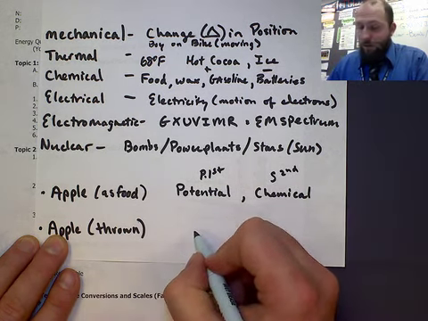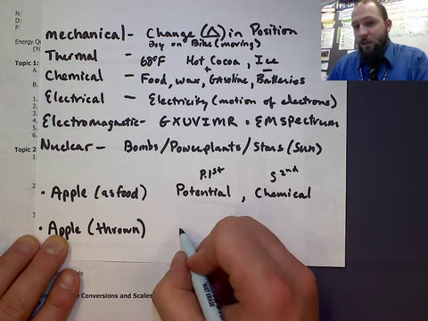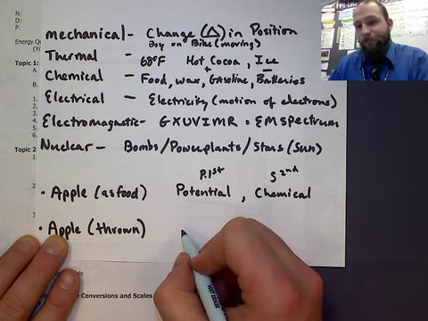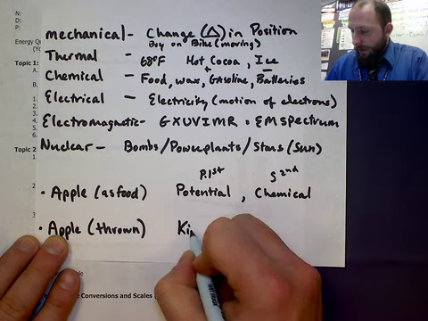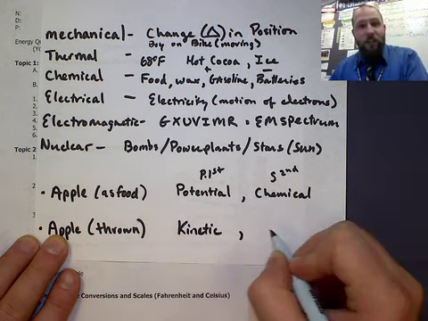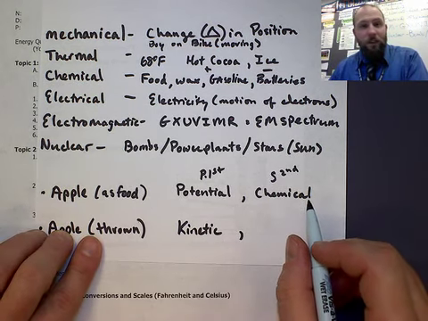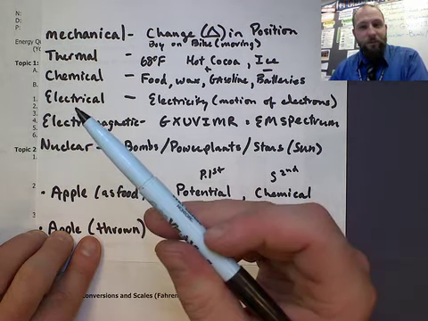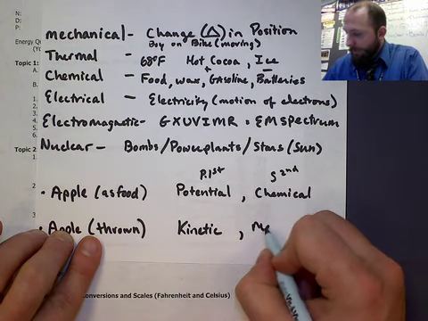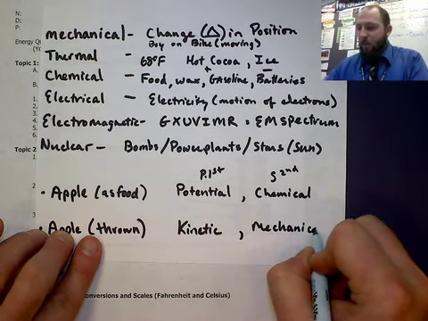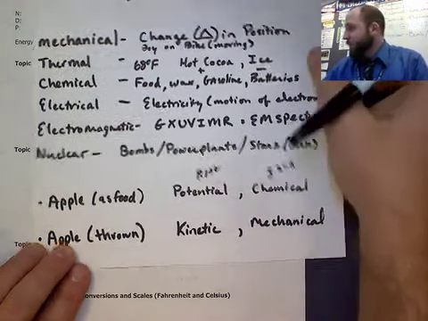Now, for the apple being thrown, well, it's moving, so what is that going to be? What do you think, kinetic or potential? I'm going to go with the kinetic, I agree. And because it's changing its position, look at the list above, you are correct, indeed, mechanical. And that is topic 1.